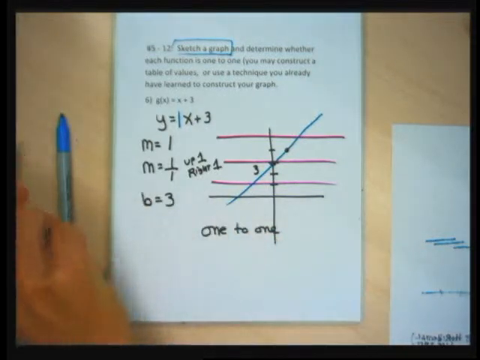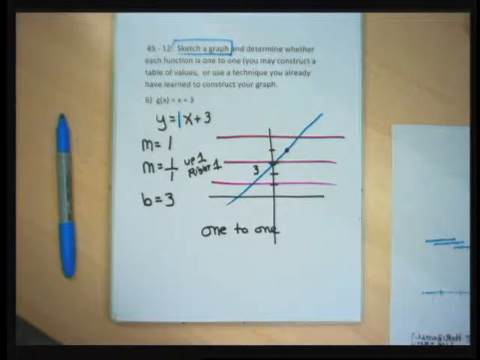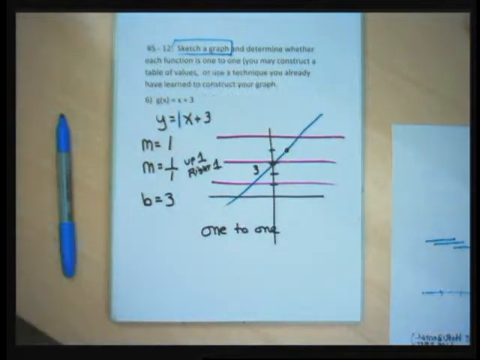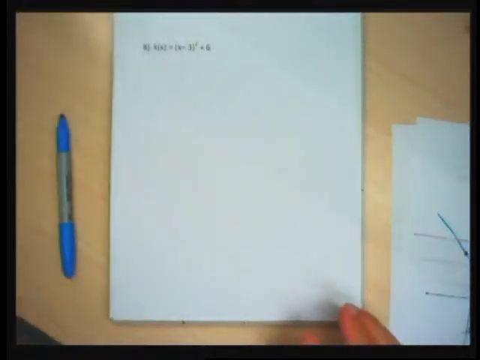So for each of the problems between 5 and 12, I'm going to sketch a graph, and then I'm going to comment on either I'll say it's 1-to-1 or not 1-to-1, because that's the two things that need to be done for 5 through 12. That's the easiest problem, because lines are easy for me to graph. 8's not as easy, but still not that hard for me.